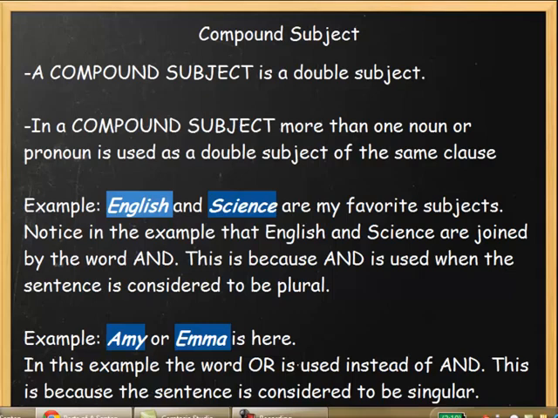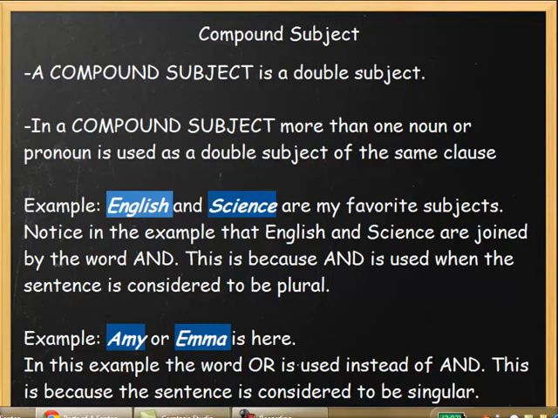There is also something known as the compound subject. The compound subject is putting two subjects together for one verb. In a compound subject, more than one noun or pronoun is used as a double subject for the same clause. For example, English and science are my favorite subjects. Notice in the example that English and science are joined by the word and.